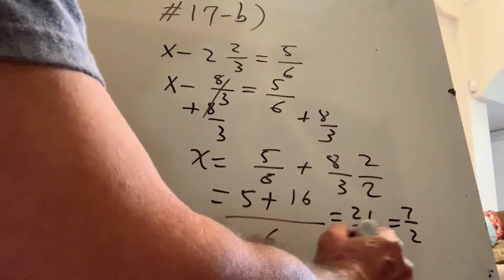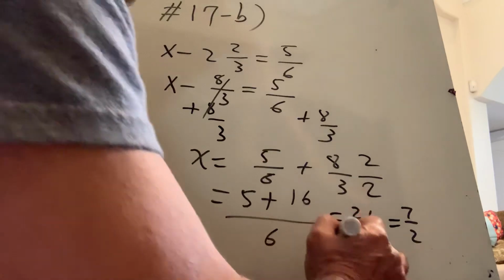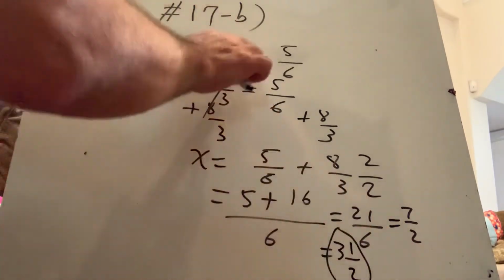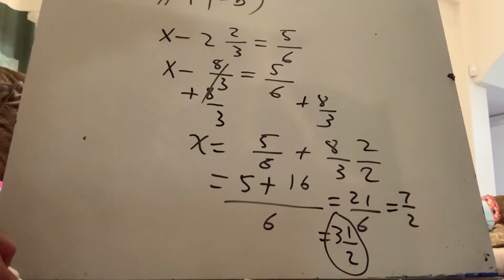Now you can also write that in mixed number form as, of course, 3 and 1/2. In this case, you can actually leave your answer in that form because you had a mixed number to begin with, okay? So 3 and 1/2 should be the final answer for 17B. Thanks.